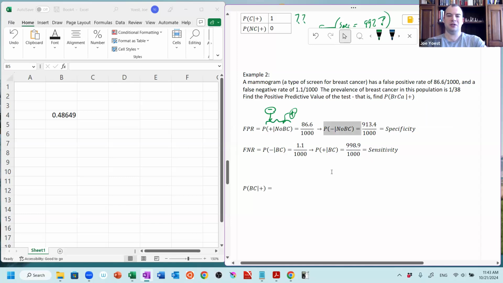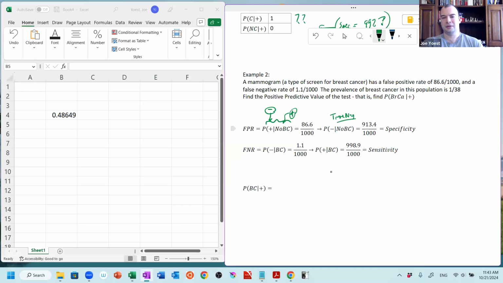Probability of negative given no breast cancer. The patient is negative, the test is negative. That is a good result. That's a true negative rate. That's the specificity. A high specificity means the test is very specific, that it's not going to pluck out people who are negative and call them positive very often.